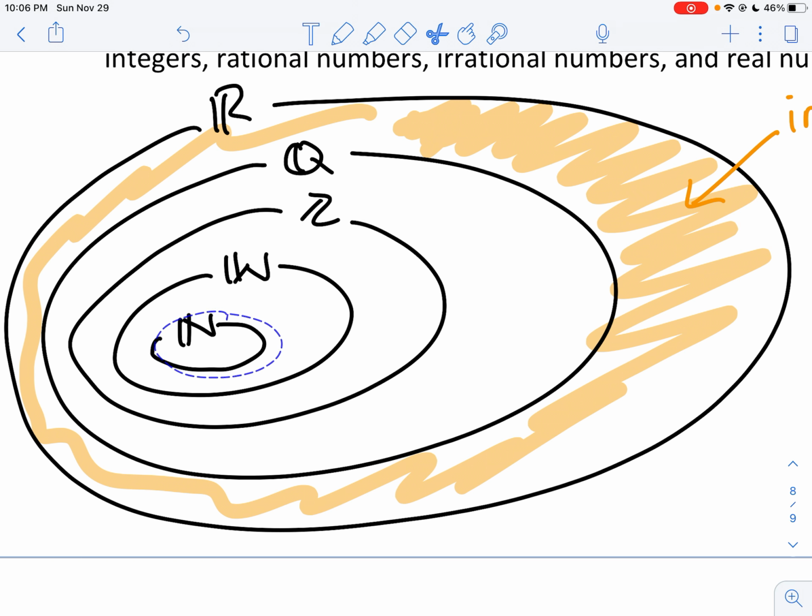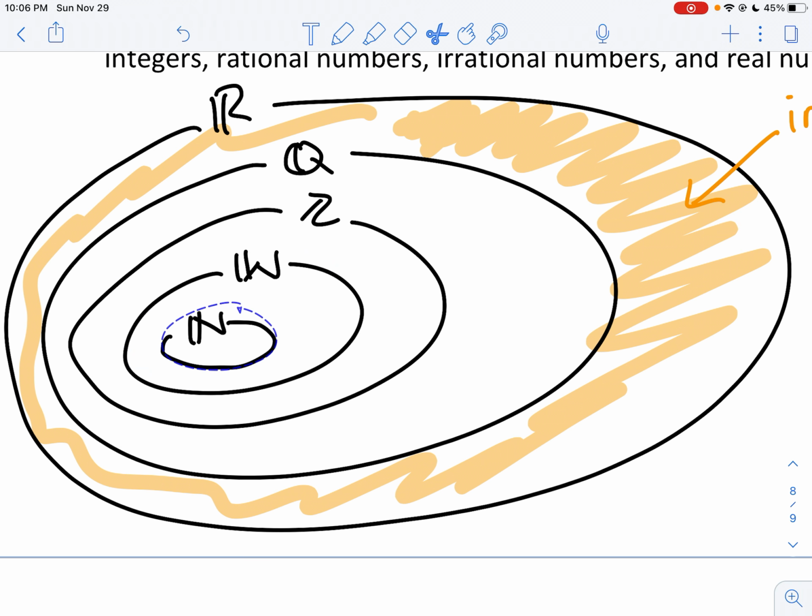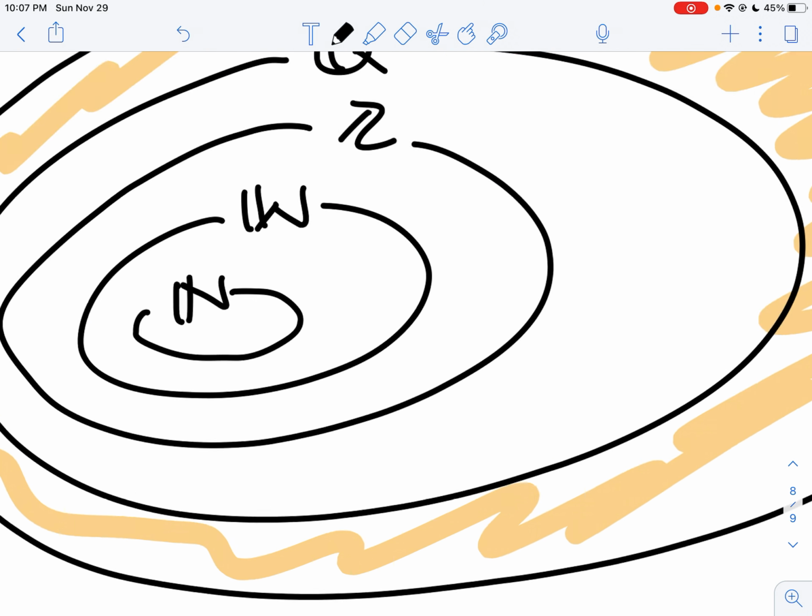All right, now remember that the natural numbers were all the counting numbers, so 1, 2, 3, 4, etc. The whole numbers was the same set, but with 0 included. So 0, 1, 2, 3, 4. I put N nested inside of W because everything that's a natural number is also a whole number. Well, the integers, the Z, was all the whole numbers and their negatives.